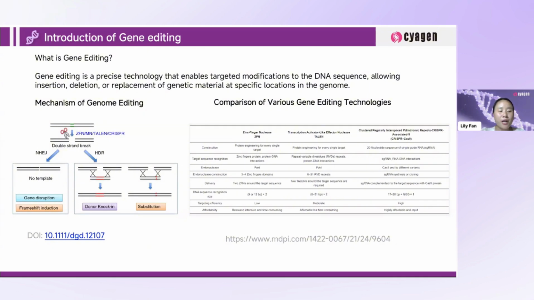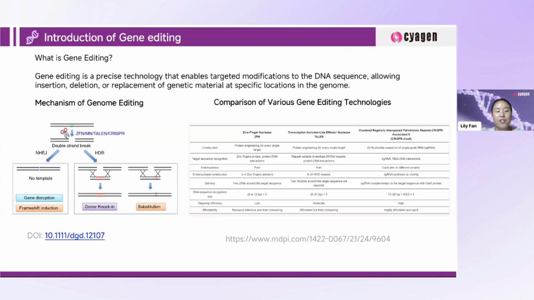The mechanism of gene editing is that engineered nucleases recognize a designed sequence and cleave genomic DNA. The host cell activates the DNA damage response and induces either of the two DNA repair pathways, NHEJ or HDR. The former pathway induces gene disruption and frameshift induction, whereas the latter pathway induces donor knock-in and substitution.